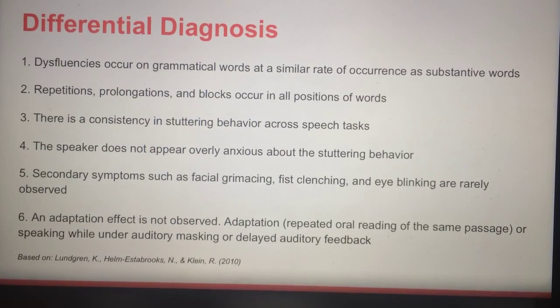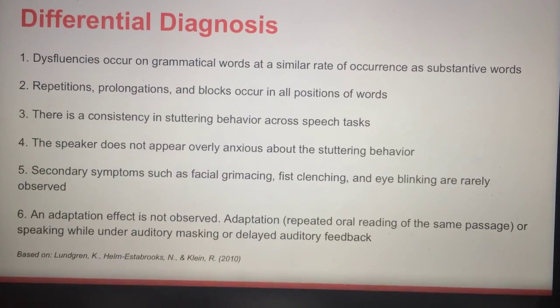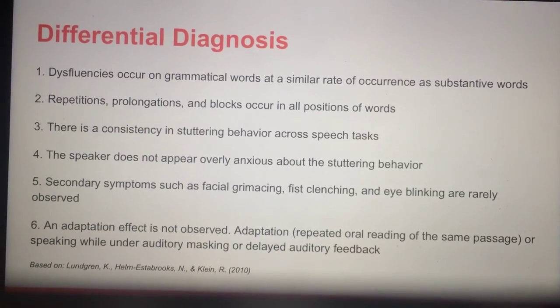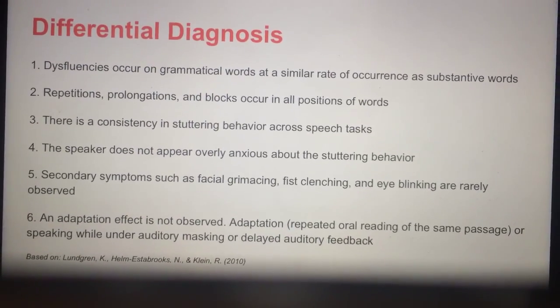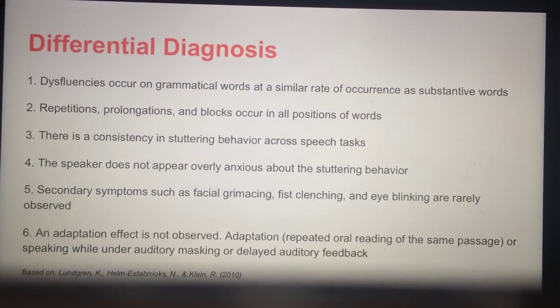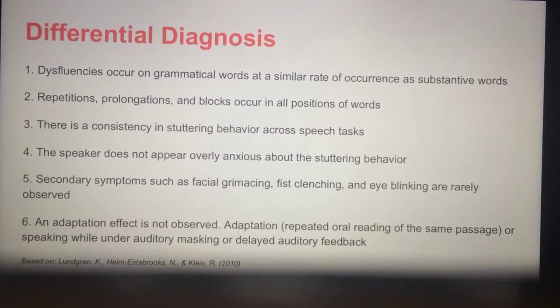And some other symptomology that goes along with this population, but not exclusively, is the age of onset, circumstances of onset, and also just no family history. So it's usually isolated cases of stuttering after a neurological event.